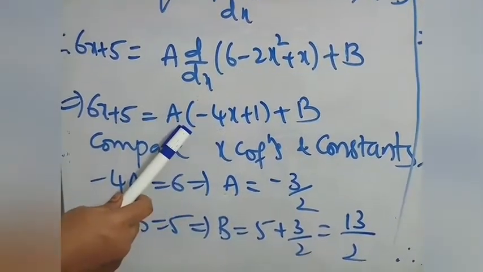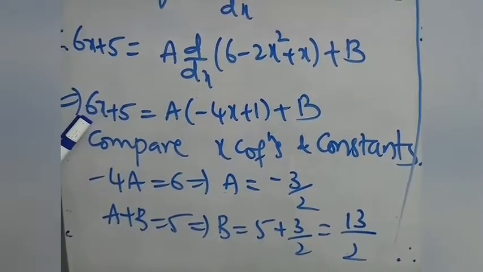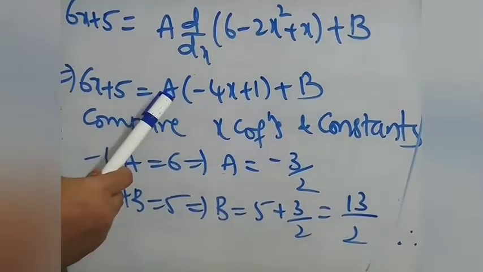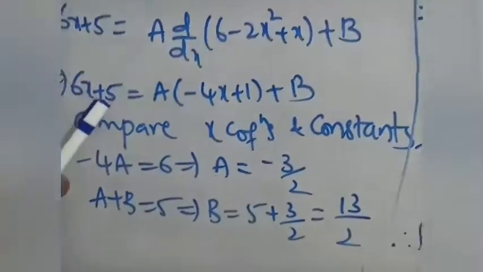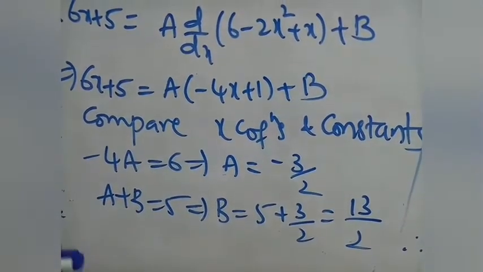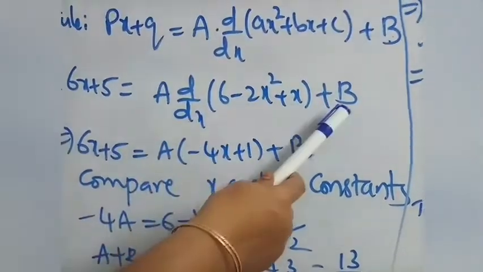Now compare the x coefficients and constants. What is the x coefficient? Minus 4a equals the x coefficient, which is 6 here. So what is the a value? Minus 3 by 2. Similarly for constants, a plus b equals 5 here. So from this we can get the b value as 13 by 2. Now substitute a and b in this.